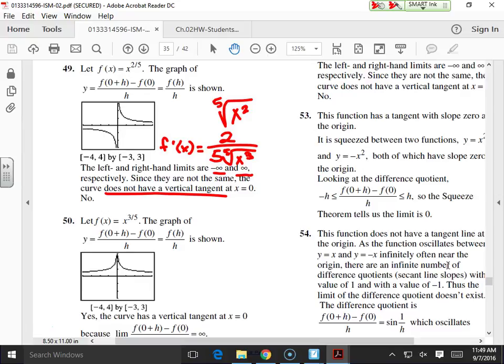So number 50, as you come from below and come from above, they're both positive infinity, so we can say it is a vertical tangent line with a positive infinity slope. Does that make sense? The derivative does not exist, but we can say that there's an infinite slope, so we can say there is a vertical tangent line.